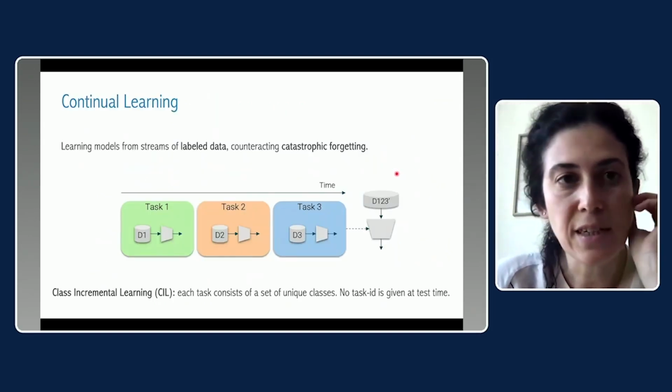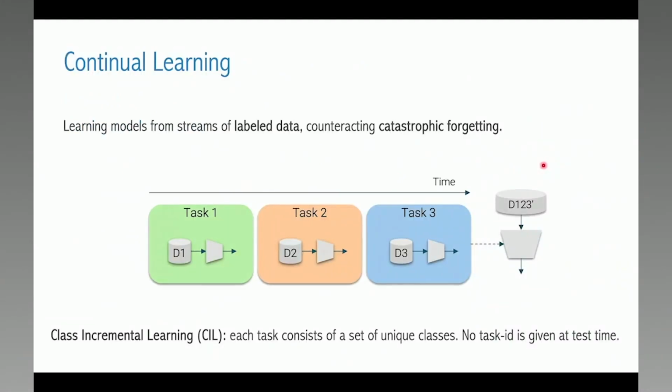So we have a different setting here. We are in continual learning. As you may know, in continual learning, we want to learn models from different streams of labeled data. And we would like that when we are learning on new tasks, we don't forget what we have learned before. So we want to counteract catastrophic forgetting.